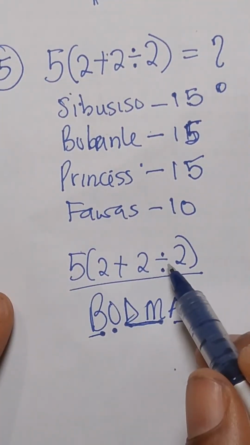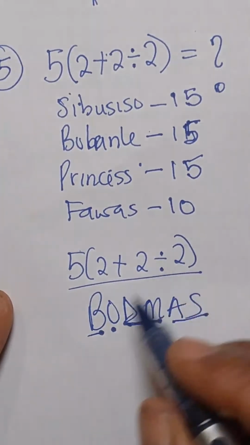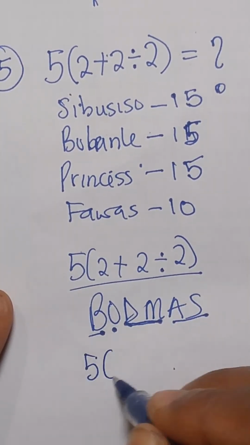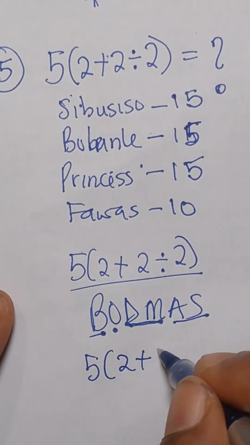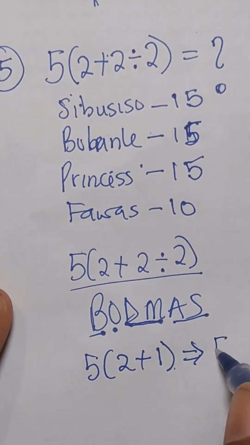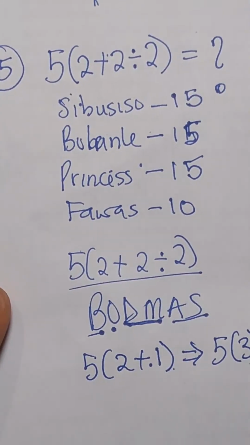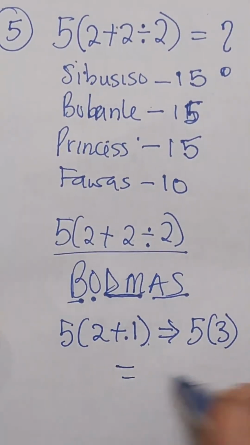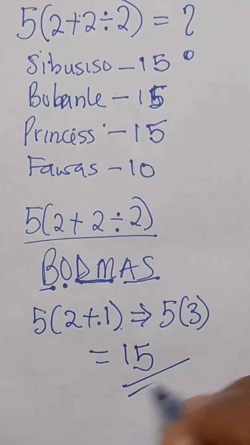Now we are going to open the bracket and start with division. So we have 5 brackets, 2 plus 2 divided by 2, which will give us 1. So this equals 5 brackets, 2 plus 1 is 3. And our final answer is 5 times 3 is 15. So the final answer is 15.